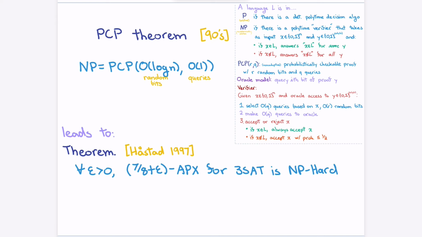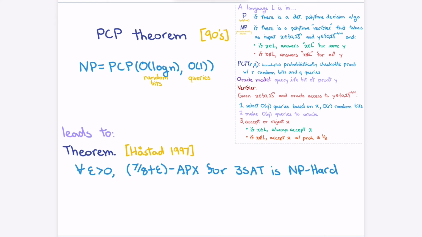Okay, no, let me put it this way. I'll give you double-sided error. Suppose I said that if the formula is satisfiable, you should say yes. If you can't do 7/8, you should say no. If the formula is anywhere in between, you can say whatever you want.